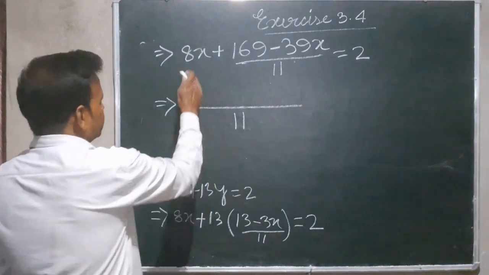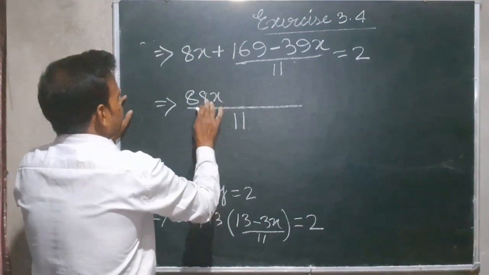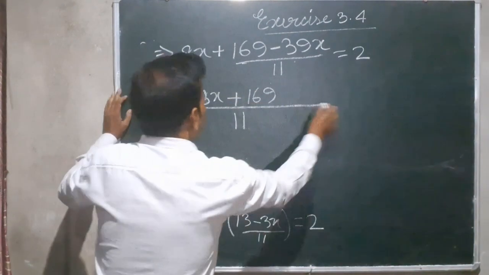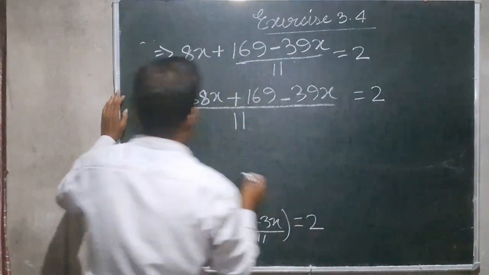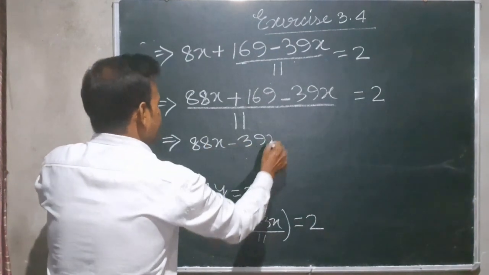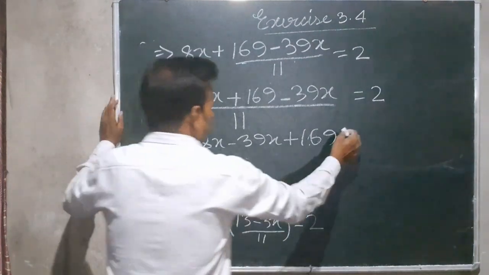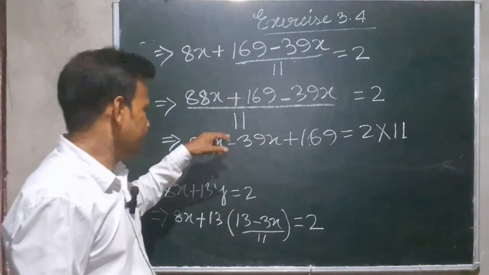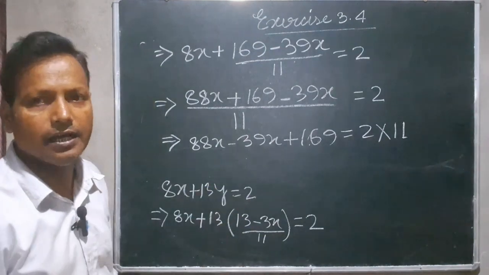Okay, 1 goes in 11 eleven times. 11 eights are 88x, plus 169 minus 39x equals 2. Now 88x minus 39x plus 169, and we have to multiply 2 with 11. On this side, the 11 was in the denominator; now it has been multiplied, so there is no need to write it here.